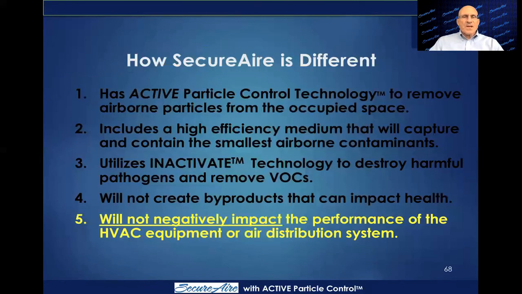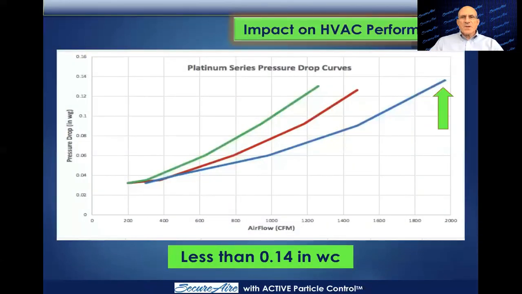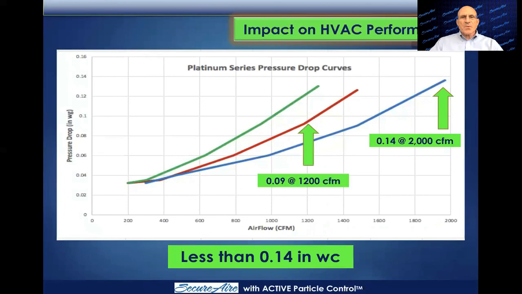Finally, we don't want to negatively impact the performance of the heating and cooling system, and that means restriction to airflow. As all filters get dirty, they naturally are going to increase restriction to airflow, and we talked last time about the negative impact of that on equipment performance, comfort, longevity, repairs, and that sort of thing. So our pressure drop curves are incredible. We're at 0.14 inches at maximum airflow. If you put a 3-ton unit on our unit that's rated at 1400 CFM, you'll actually be a tenth of an inch or lower. Remarkable.